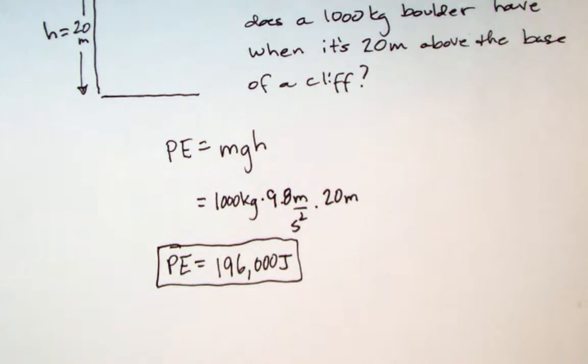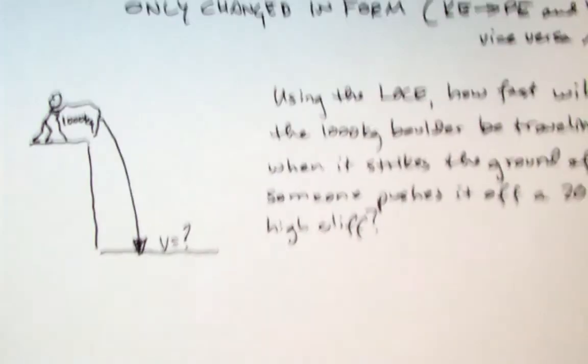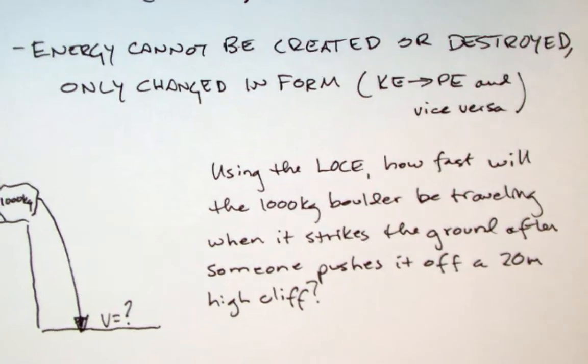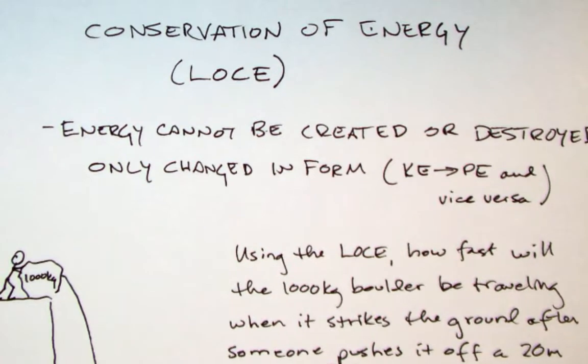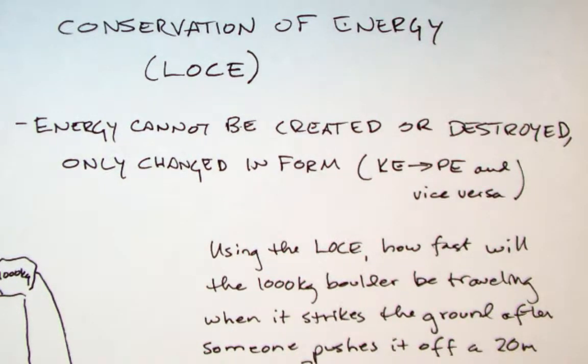So let's move on to something that's a little more complicated, and that would be the law of conservation of energy, or as I like to call it, LOCE. So anyway, basically the law of conservation of energy says that energy cannot be created or destroyed. You can only change its form.